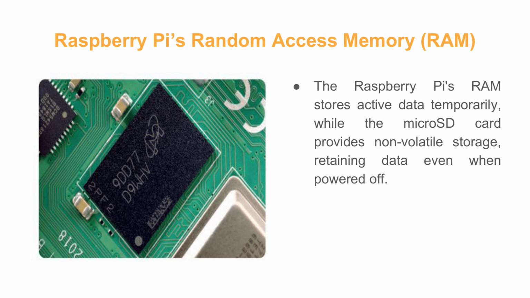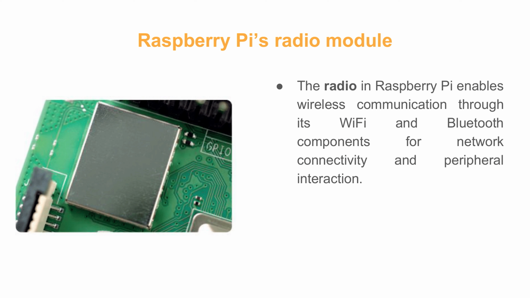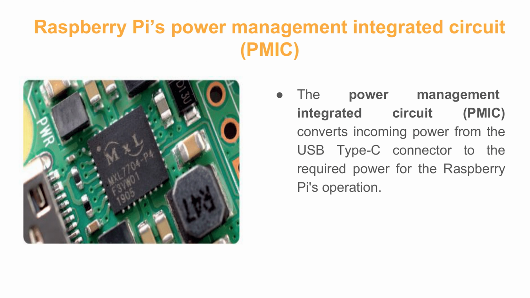Raspberry Pi's random access memory temporarily stores the data while the programs are running. For permanent storage, we go for a micro SD card, which stores the OS and user files. This design keeps the Raspberry Pi more affordable and compact. It also has an inbuilt radio module used for wireless communication. It supports Wi-Fi and Bluetooth for connecting peripherals, and it is used for Internet of Things applications. Next, we look into the power management integrated circuit. It manages the voltage conversion. It takes the power from a USB Type-C port and supplies the required voltage to all the components of the Raspberry Pi.